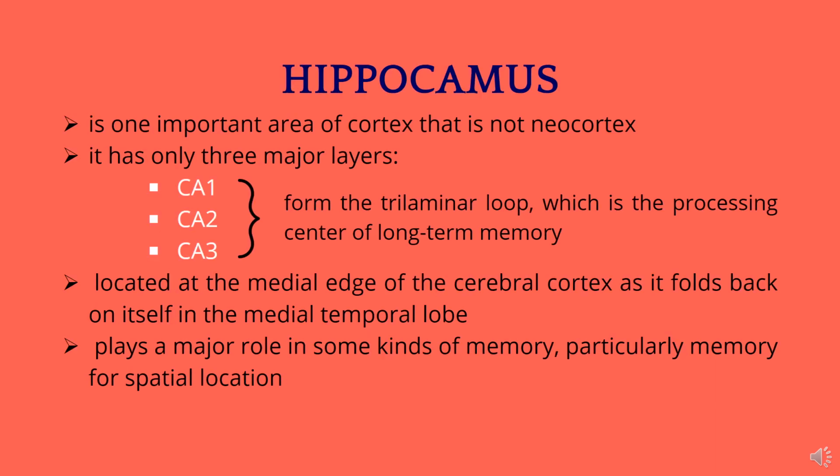The hippocampus is one important area of cortex that is not neocortex. It has only three major layers: CA1, CA2, and CA3. These three major layers form the trilaminar loop, which is the processing center of long-term memory. It is located at the medial edge of the cerebral cortex as it folds back on itself in the medial temporal lobe. Hippocampus plays a major role in some kinds of memory, particularly memory for spatial location.